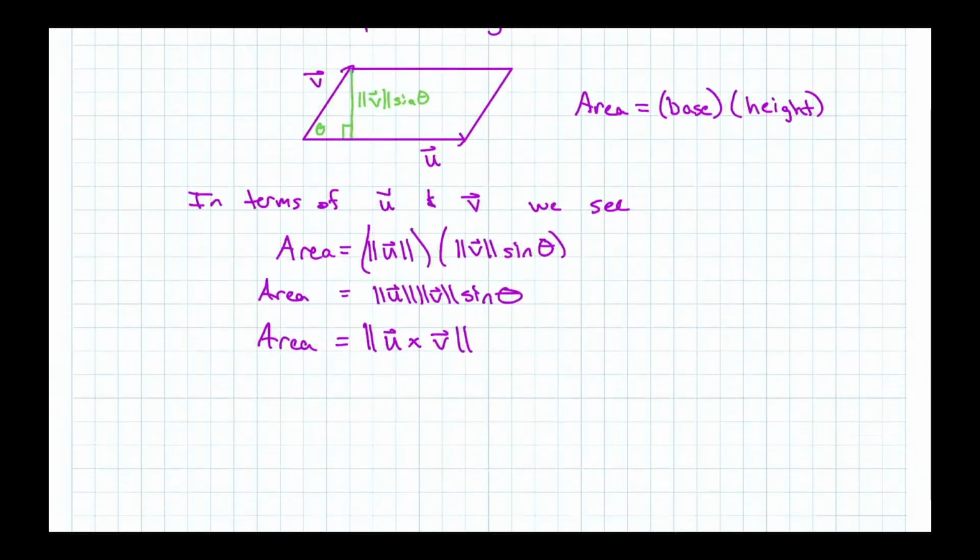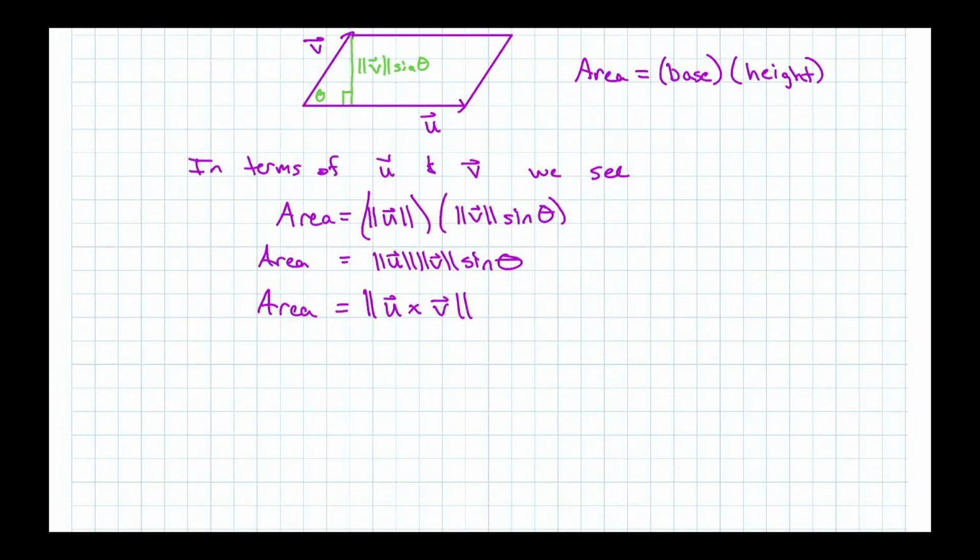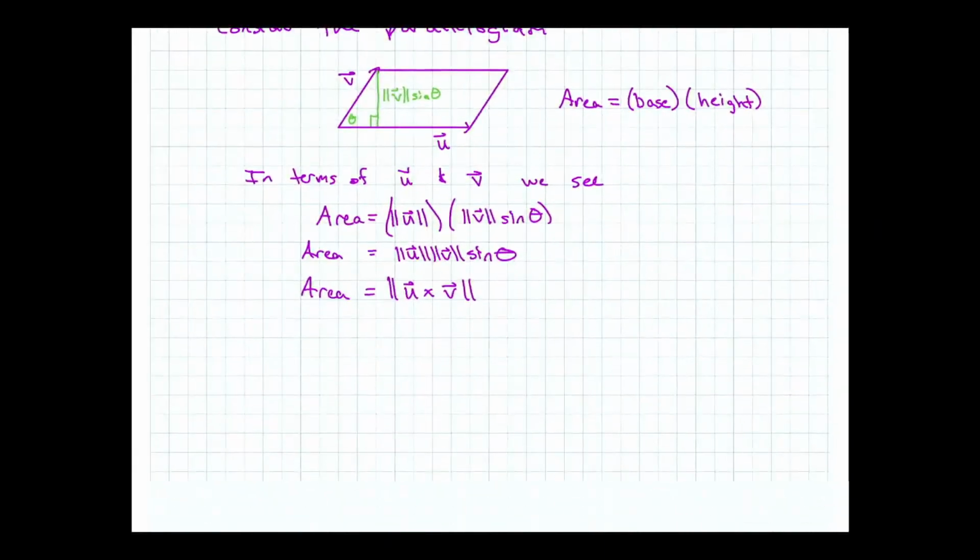Okay, so that's not a derivation of the area of a parallelogram. That's the wrong way to say that. What it's showing you is that the area of a parallelogram, which is base times height, also just manages to be the magnitude of U cross V, where the two sides are being interpreted as vectors. Okay, so that's a formula. So what can we say about that?